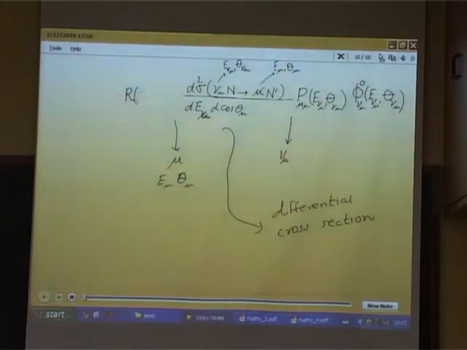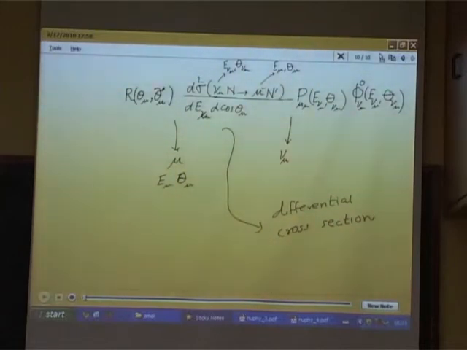This depends on theta mu, which is the actual theta of the muon, and theta mu tilde. Theta mu tilde is the measured angle of the muon. Okay, it may be different from the actual theta.